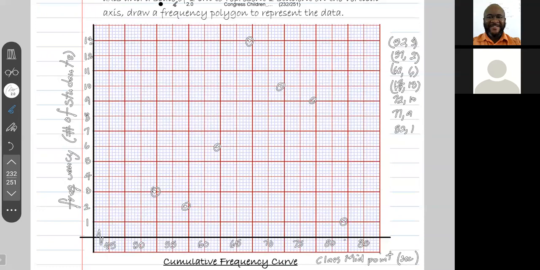So all we have to do now is use our ruler and connect the points in order. You almost have the feeling like you're drawing a line graph, but it's not a line graph. It's a frequency polygon. Use your ruler and connect the points in order.